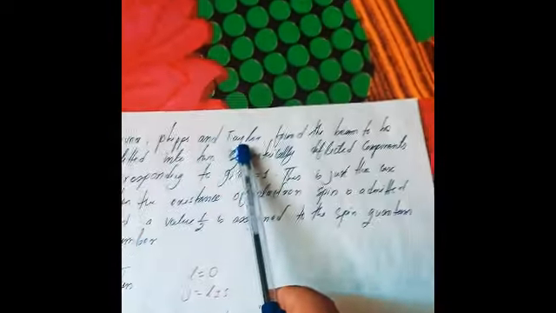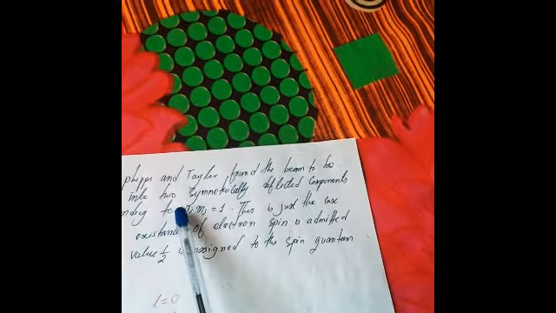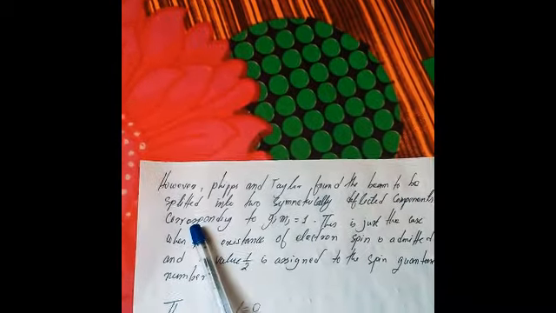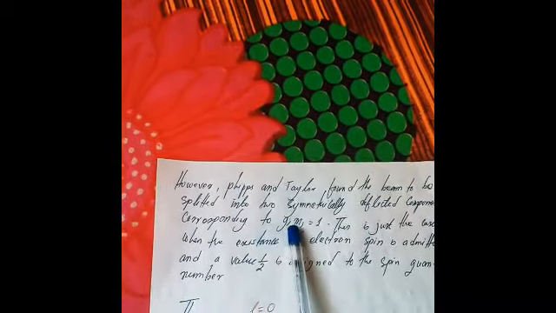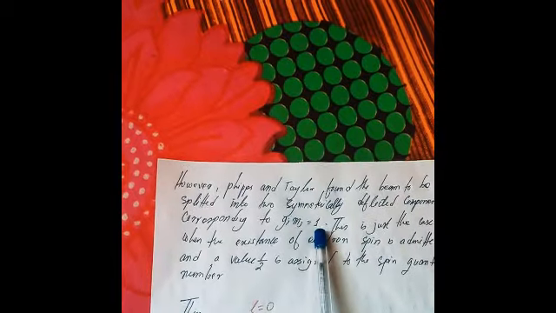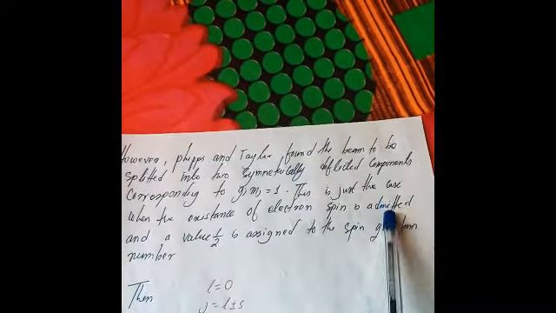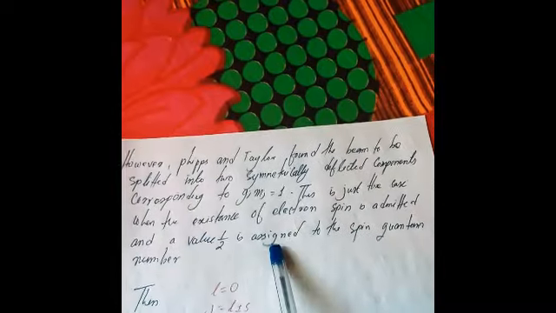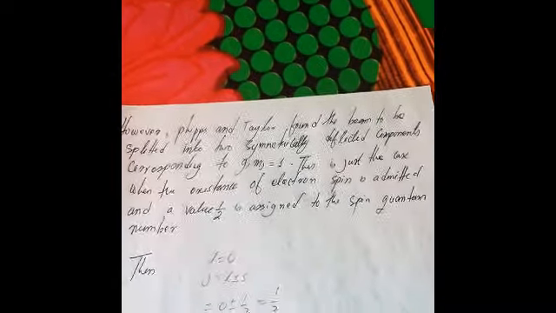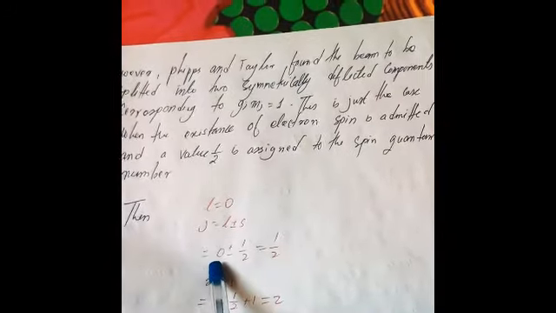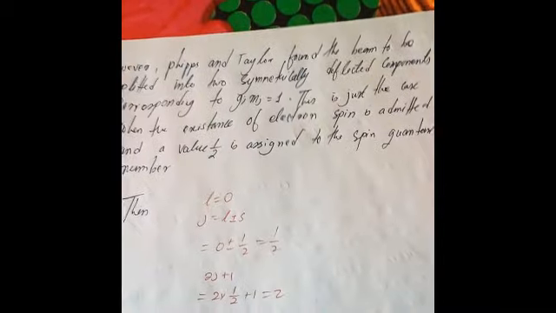However, Phipps and Taylor found the beam to be split into two symmetrical deflected components corresponding to g_J m_J equals 1. This is just the case when the existence of electron spin is admitted and the value half is assigned to the spin quantum number. Then L equals 0, J equals L plus minus S equals 0 plus minus 1 by 2 equals 1 by 2.